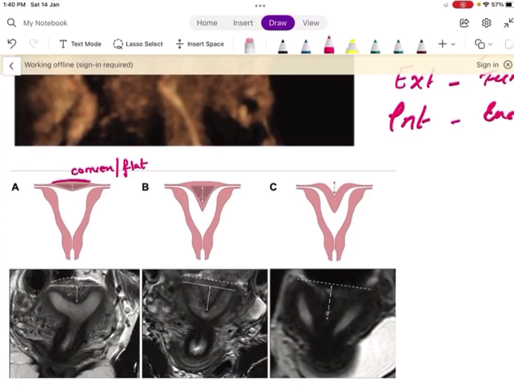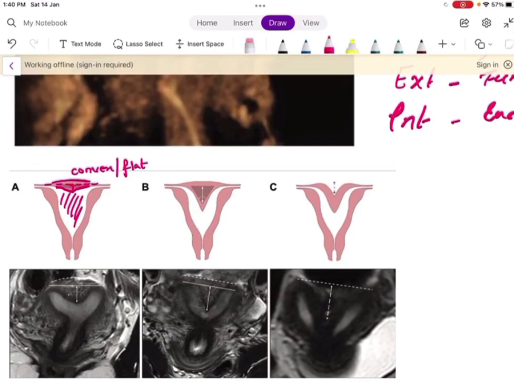Next, what is this? It is the internal indentation. See, this is the endometrial lining, and there is this dip. How to measure this dip? By an imaginary line drawn from the ostia of the bilateral fallopian tubes. So there is some dip in the endometrial lining.